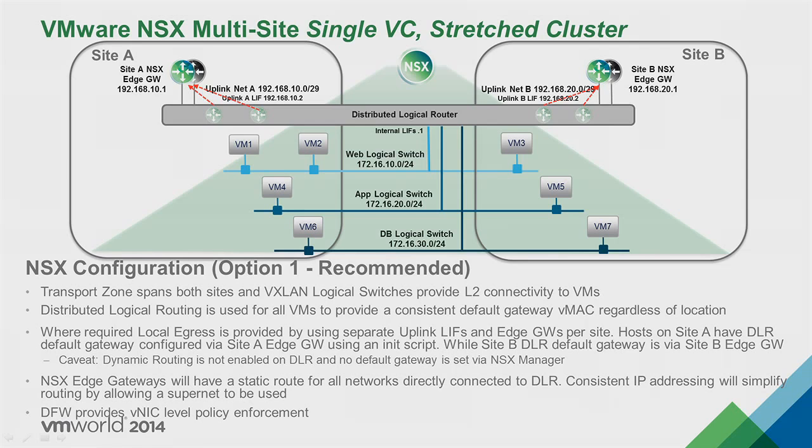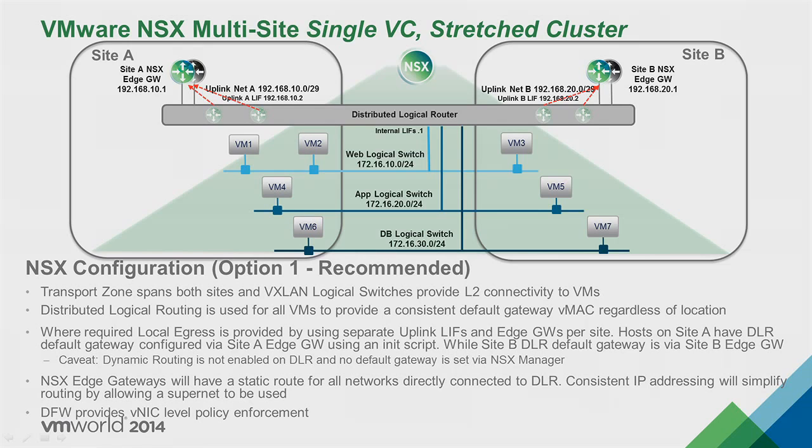So hosts in site A will actually route all of their default gateway traffic through 192.168.10.1, our site A gateway. While over in site B, any of the ESX hosts in this site will have their distributed logical router default gateway programmed via 192.168.20.1. So this ensures that any traffic that egresses the data center from site A uses the appropriate edge gateways, and the same for site B. So this obviously keeps the north-south traffic off the data center interconnect.